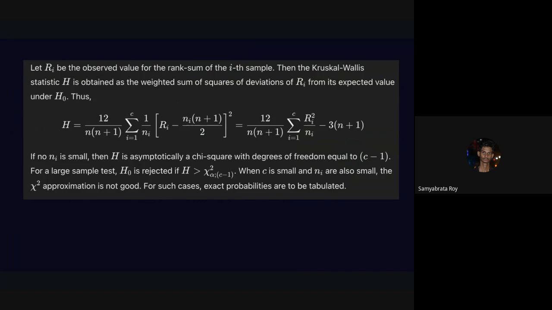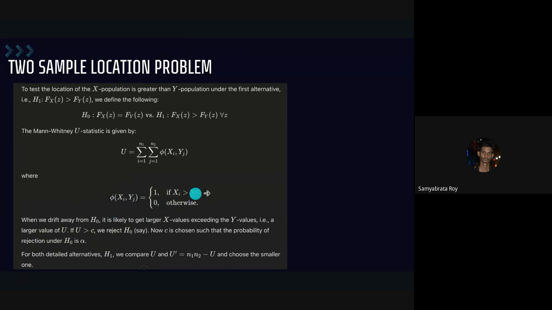Why are we forming it in such a complicated way, with 12 by n into n plus 1? Because under the assumption that H naught is true, this test statistic will asymptotically follow a chi-square distribution with degrees of freedom C minus 1, where C is the number of groups we have, right? We can perform this test for two groups as well, as we did earlier in the Mann-Whitney test. But in that scenario, the statistic will follow chi-square with degree of freedom 1, which is basically the square of a standard normal variate, and we already saw that we get standard normal variates there.